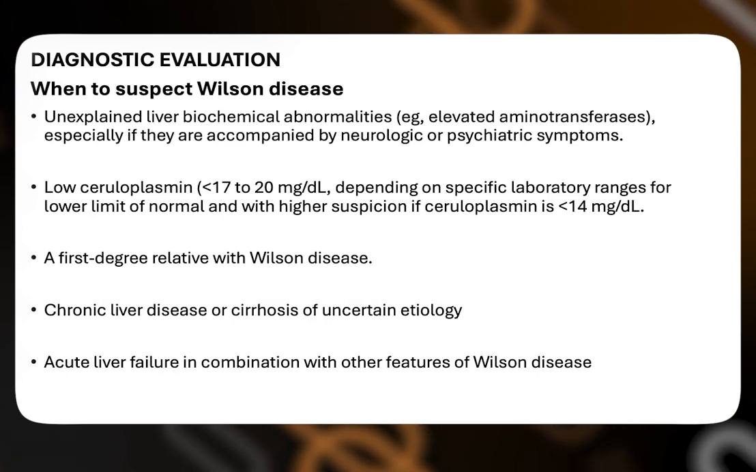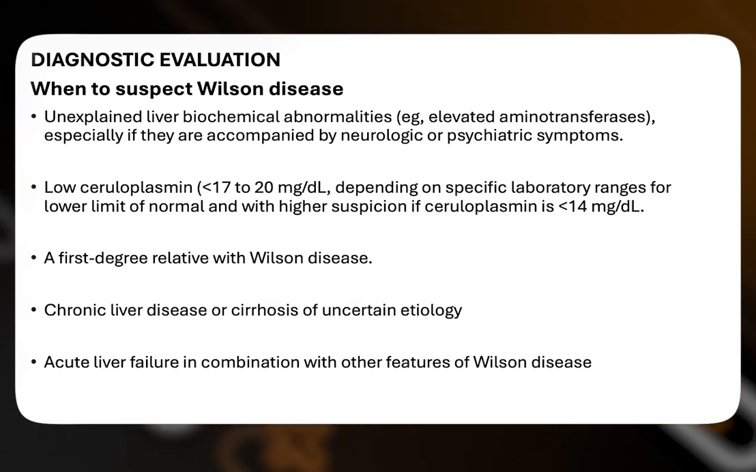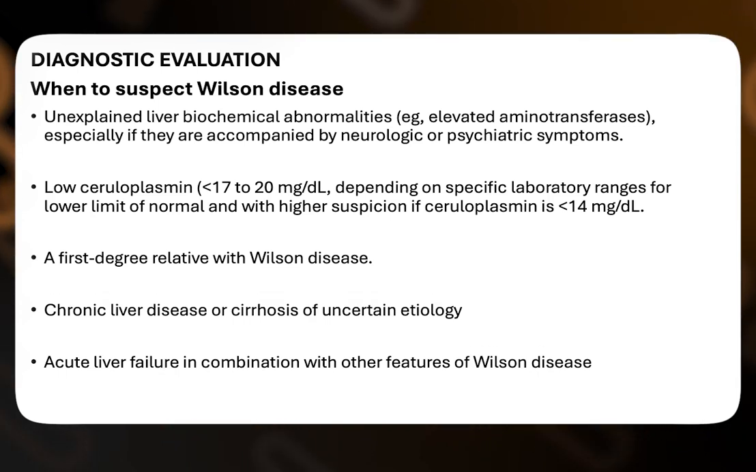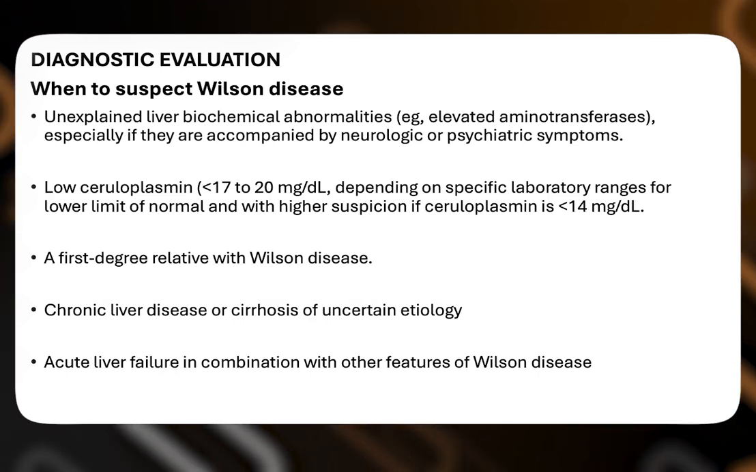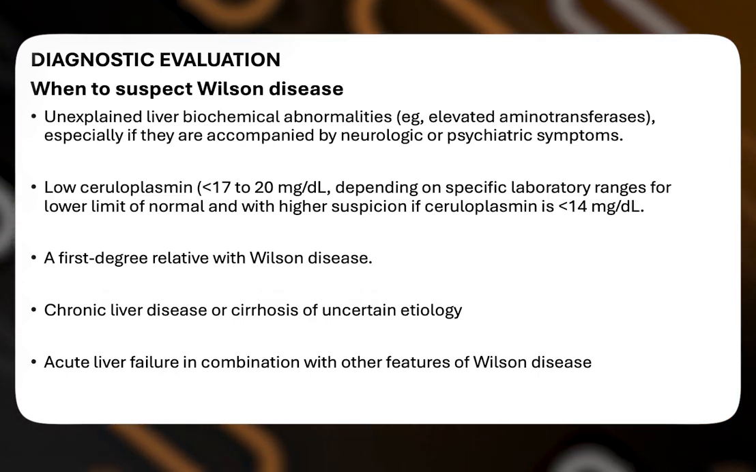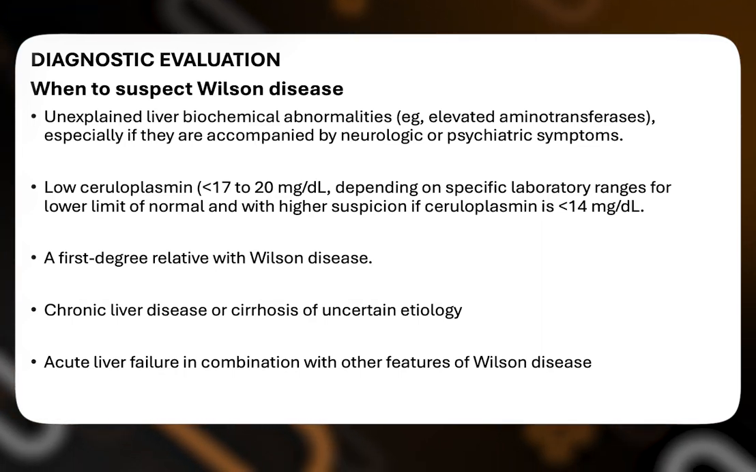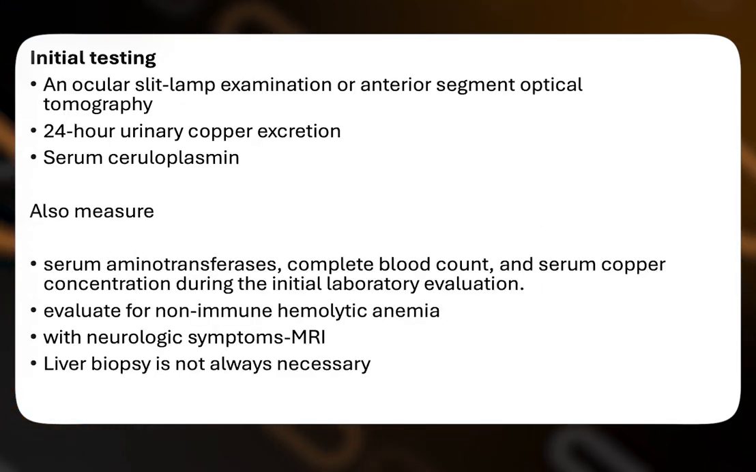Any chronic liver disease or cirrhosis when the cause is uncertain, as we know that 50% of Wilson's patients may not have a positive KF ring. So you need to have a high index of suspicion, and for the diagnosis you need to send some tests, which I'll tell in a few slides. Of course, acute liver failure with other combinations of Wilson disease. So you need to have a high index of suspicion.